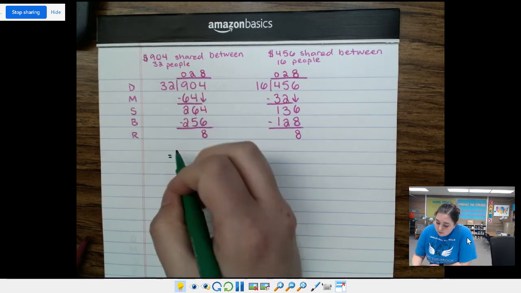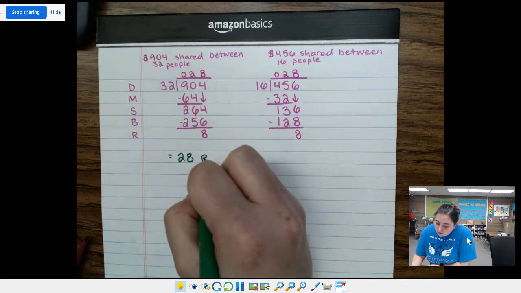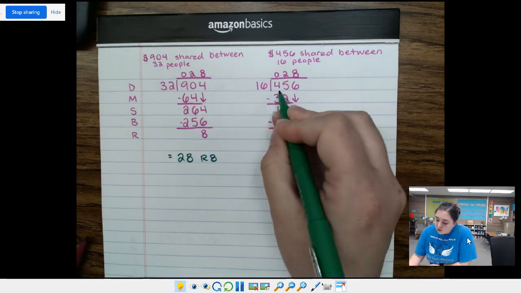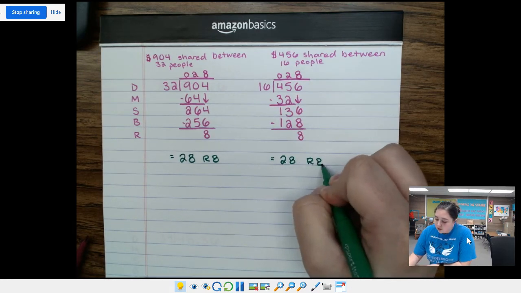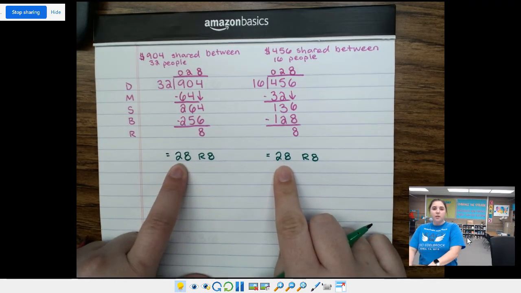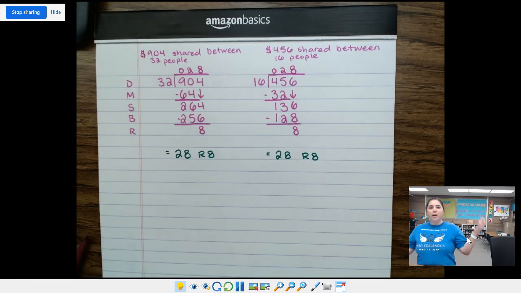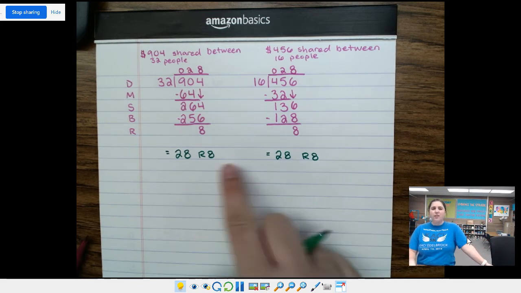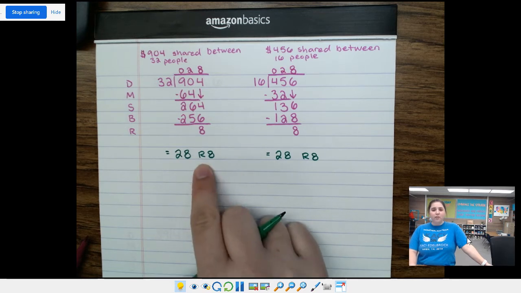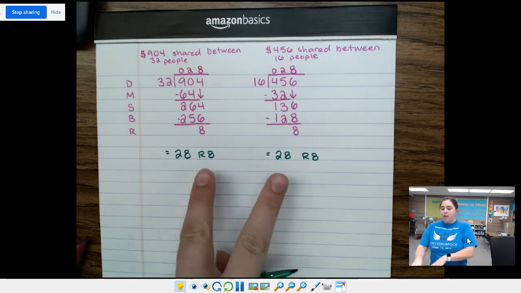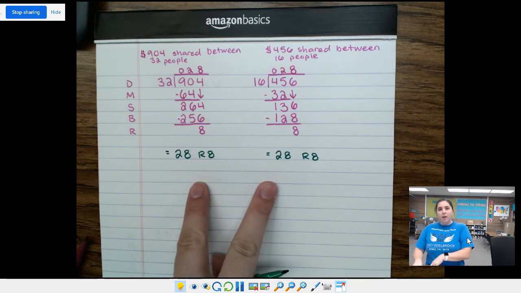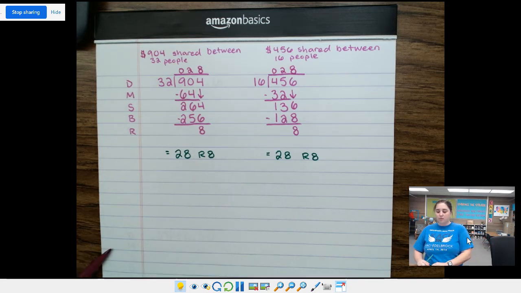So 904 divided by 32 was 28 remainder 8. And 456 divided by 16 was also 28 remainder 8. So everyone's getting $28, but there are $8 that are going to be left over that nobody gets. But that doesn't really make sense. If I want to divide, it wouldn't make sense having a remainder left over, because what's going to happen to those $8? So in this kind of problem, this is when we would probably use a decimal as our answer.